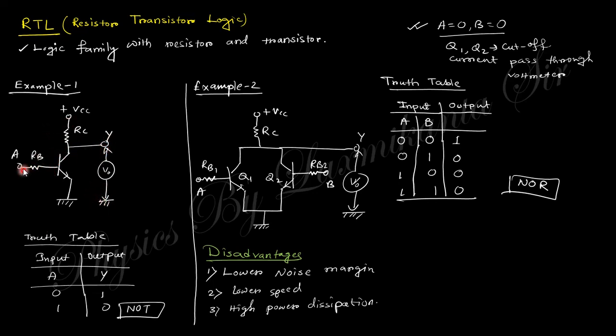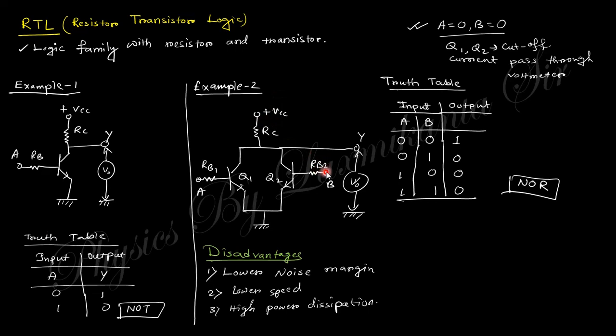And this is the output. If you apply zero, that is low voltage, the transistor is in cutoff, so current cannot flow through the transistor. Current flows through the voltmeter and we get the output voltage. That's why the output is one. When the input is one, the transistor is in the active region and current flows through the transistor, no current flows through the voltmeter, so the output voltage will be zero. So this is a NOT gate, an example of resistor transistor logic.